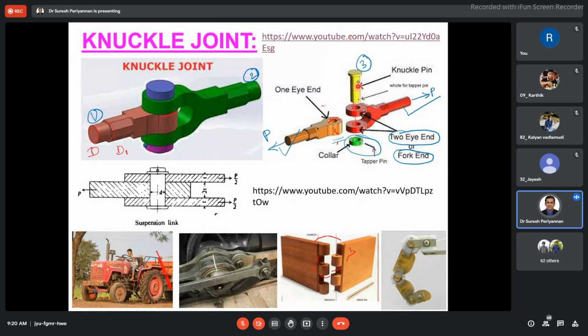When we are tightly fixed in the cut, a pin is inserted through the hole and tightly fixed, then what will happen? This region is going to be sheared. This region of the fork, I mean the eye end, is going to be sheared. Then what is this region? How are we saying that force is acting here?